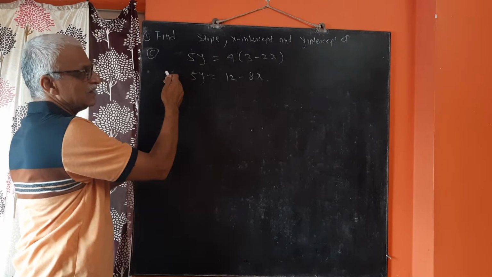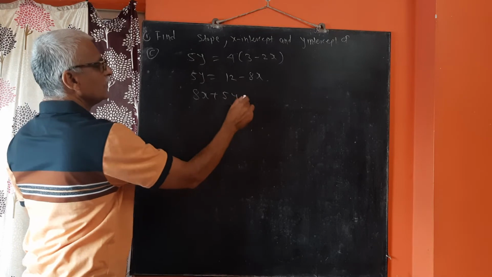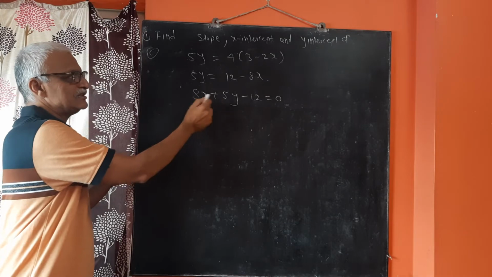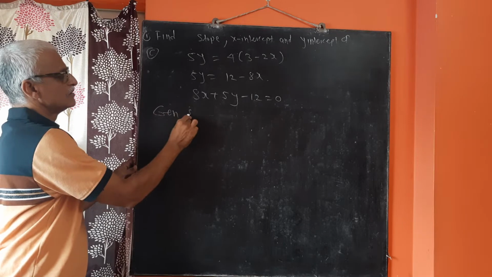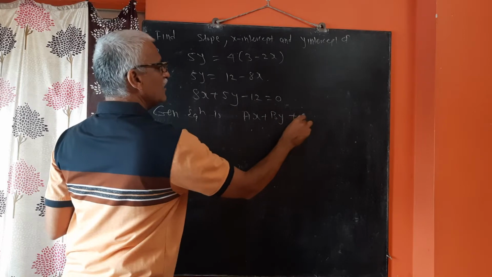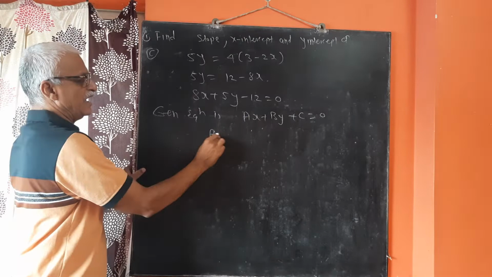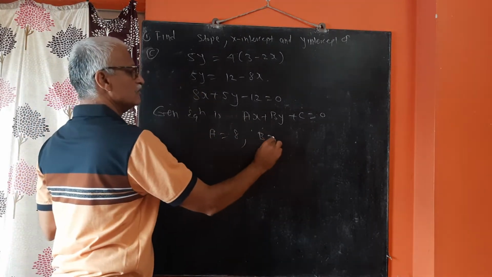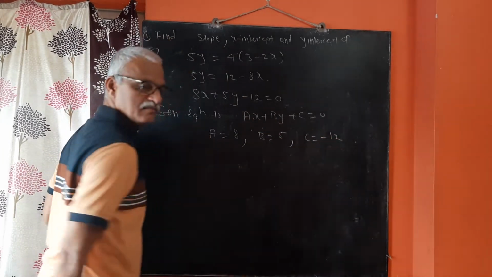Shifting these terms to the left side, minus 8x comes here, that will be 8x plus 5y minus 12 equals 0. Now the general equation is ax plus by plus c equals 0. So here a is equal to 8, b is equal to 5 and c is equal to minus 12.